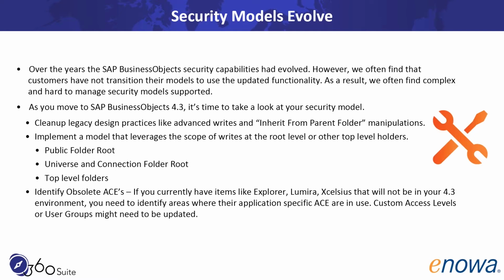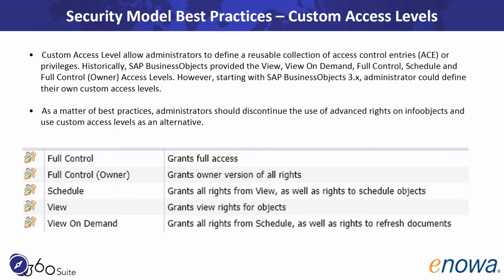And I already mentioned that you may have obsolete access control entries because you're removing plugins or just functionality changes going to 4.3. So if you haven't adopted some of these modern techniques, especially with custom access levels, it may be difficult for you to go through and identify all this and fix all of this before you upgrade or migrate. So what are custom access levels?